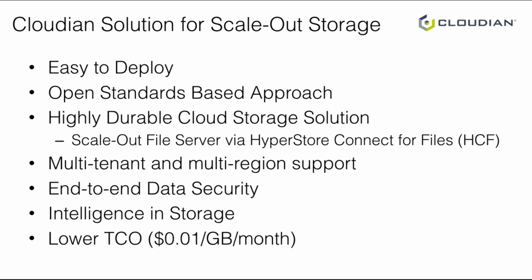We provide end-to-end data security, so if you have data in flight and data at rest, be assured that it's also AES 256 encryption enabled if you want. And then there's intelligence in storage. You also saw the analytics that are available on the Cloudian solution. And remember one thing too, deploying your own cloud storage solution on-premise is also cheaper with Cloudian, because you can lower your TCO, your total cost of ownership, to about 1 cent per gigabyte per month.